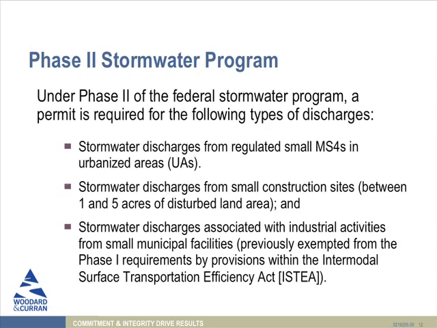The second regulation change for the Phase 2 was small construction projects. So now if your construction project is 1 acre or larger and is disturbing land, then it's covered by this permit program. And the third piece are stormwater discharges from industrial activities for small municipal facilities.